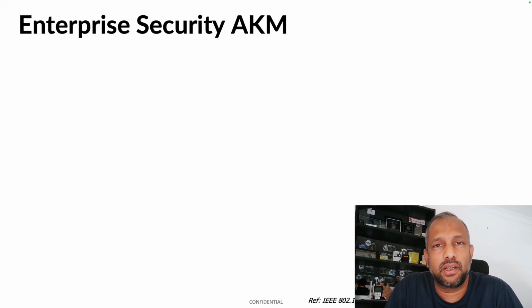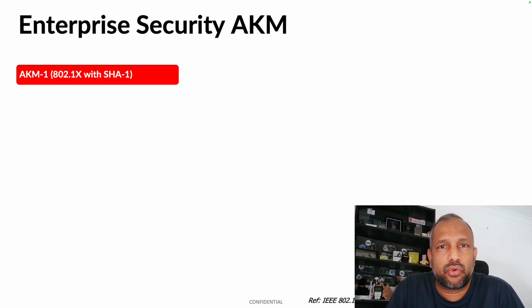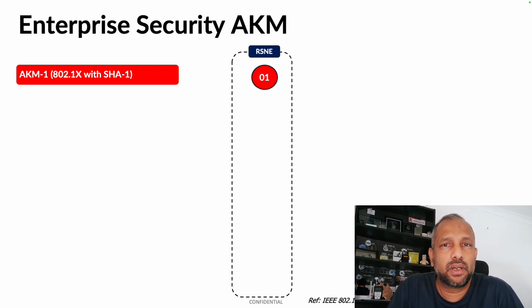If you look at the AKM, this is a reference table I have given here, directly coming from the IEEE standard. For a very long period of time, if you enabled 802.1X on your SSID, it advertises an AKM value called AKM value number 1. The drawback is that this uses SHA-1 for message integrity. In today's context, we treat SHA-1 as not secure enough.